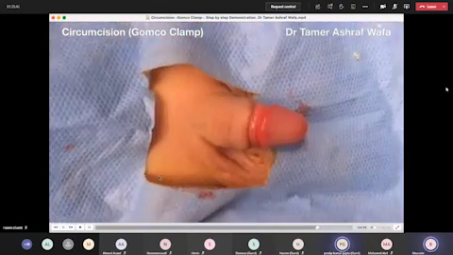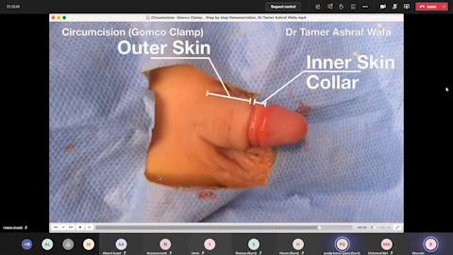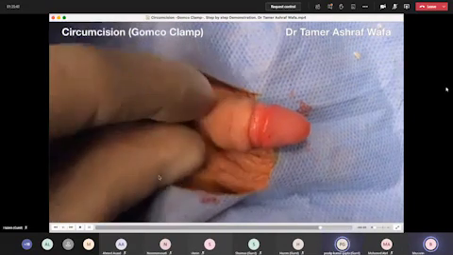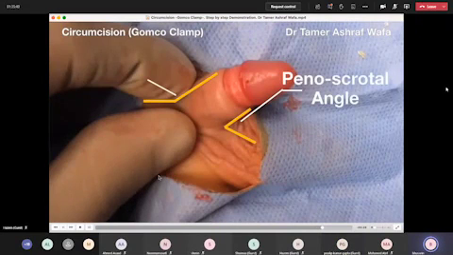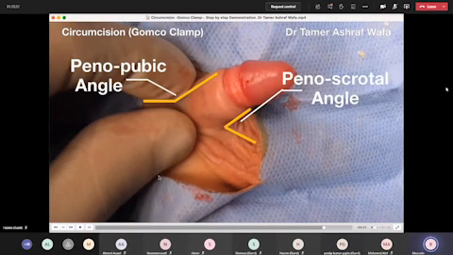I guess I have never seen it in the department. Correct, of course. It's not correct to do everything around you. You notice the penoscrotal angle and the penopubic angle, so that they're relaxed.